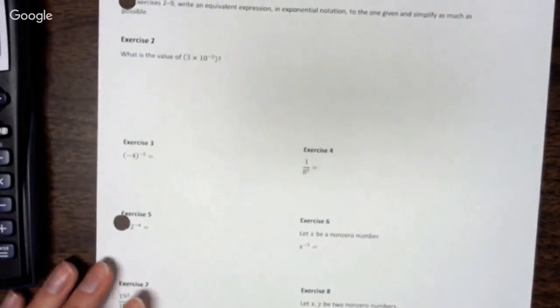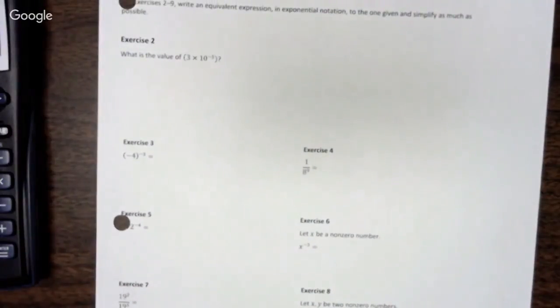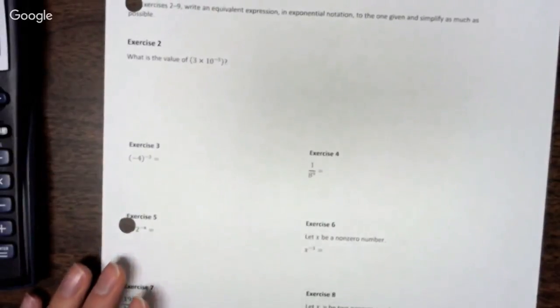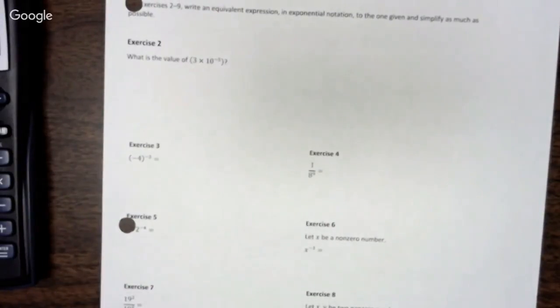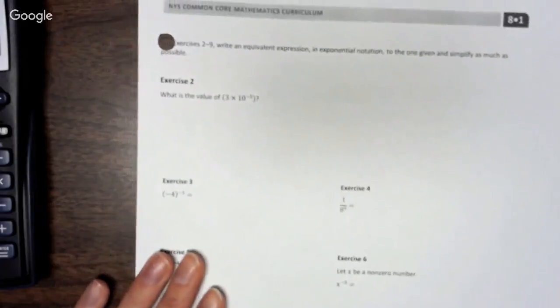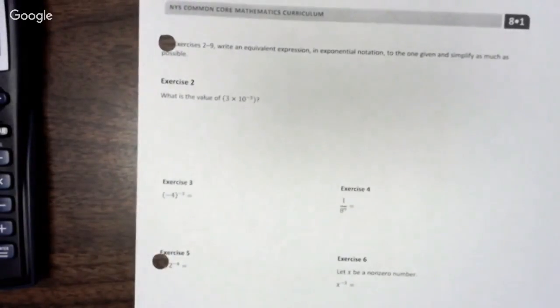All right, so for exercises 2 through 9, you're going to write an expression using exponential notation equivalent to the one given and simplify as much as possible. I'm going to remind you when you're doing these, you always should have positive exponents in the actual final answer. Okay, so exercise 2. I want you to try this one on your own. Hit play when you're done.